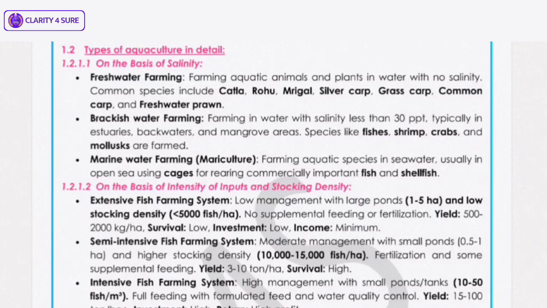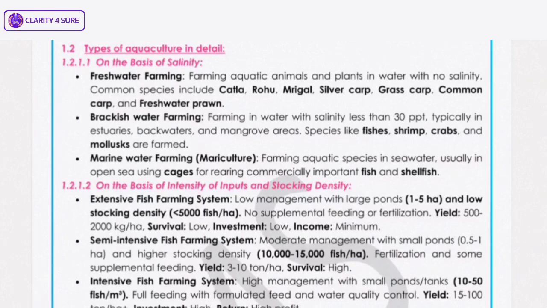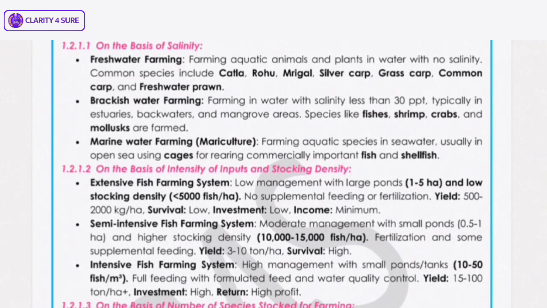Okay, next we will talk about types on the basis of intensity of inputs and stocking density. So the first one being extensive aquaculture. This is a low input system. Fish are grown in natural or semi-natural water bodies with minimal feeding and management.